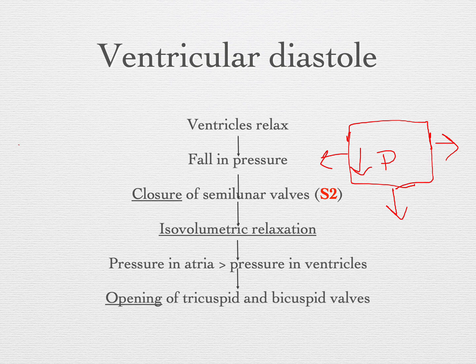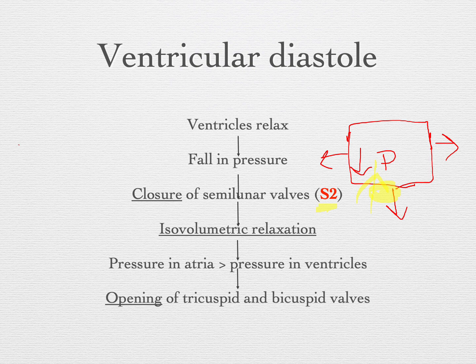Now this decrease in pressure will reach a certain point where the pressure inside the pulmonary artery and the aorta will be greater than that inside the ventricles, and to prevent the backflow of blood from occurring, there is the closure of the semilunar valves, producing the second heart sound or S2.